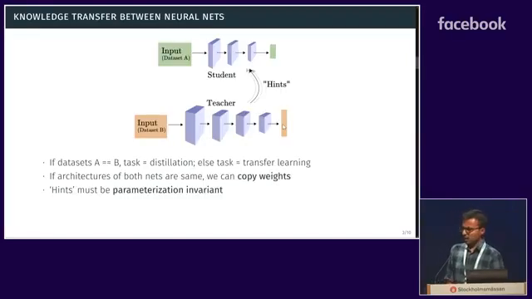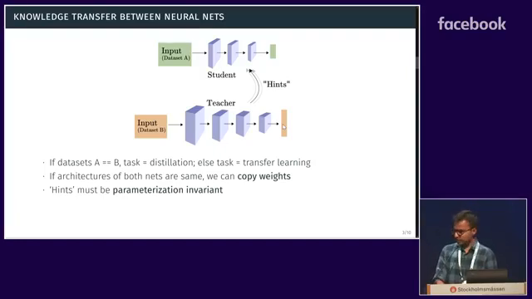So we shall apply the Jacobian to the problem of knowledge transfer. Let's consider that we have a student network and we want to train it on a data set A, but then we're not happy with the performance that the student achieves on data set A. So we can strive to improve its performance by providing hints from a teacher network, which is possibly trained on a slightly different data set B. If the data sets A and B are the same, then this task is called distillation in literature. Otherwise, in general, it's a form of transfer learning.